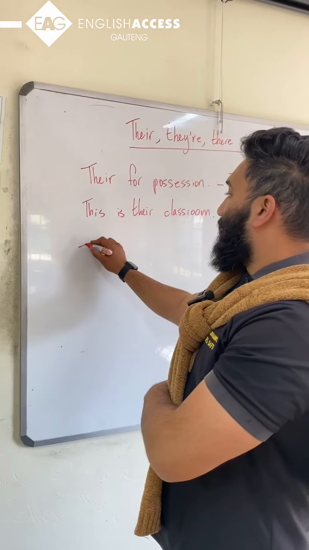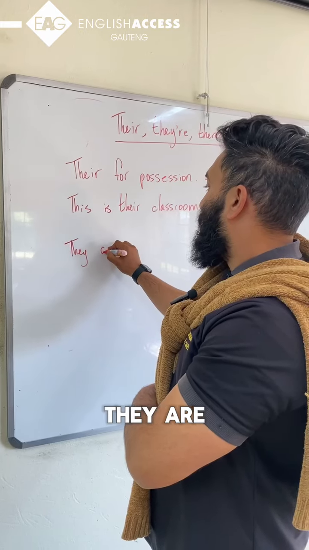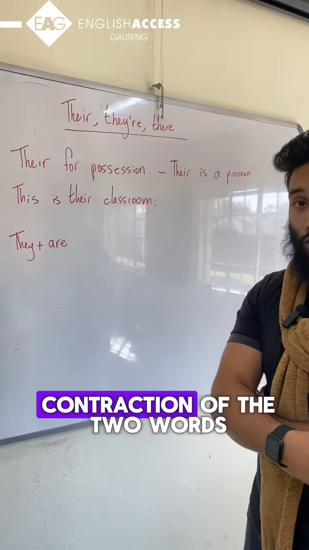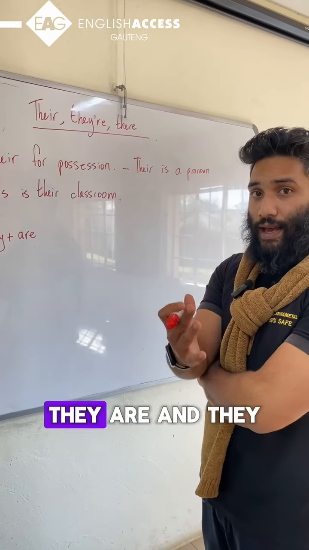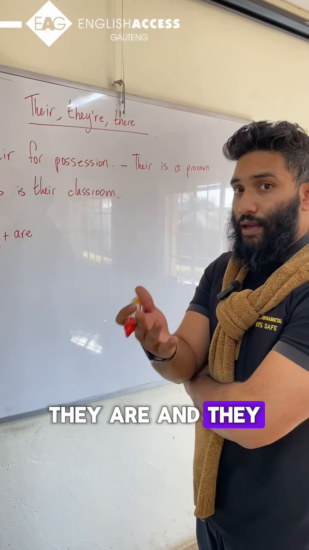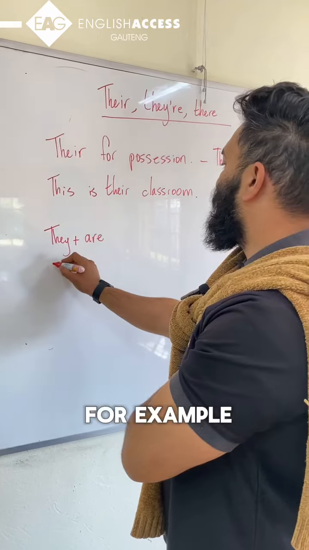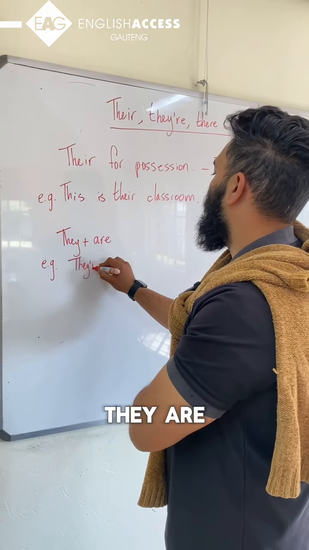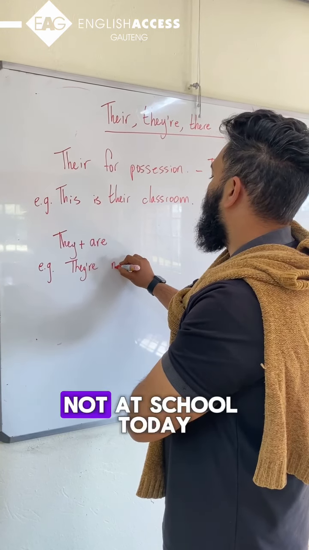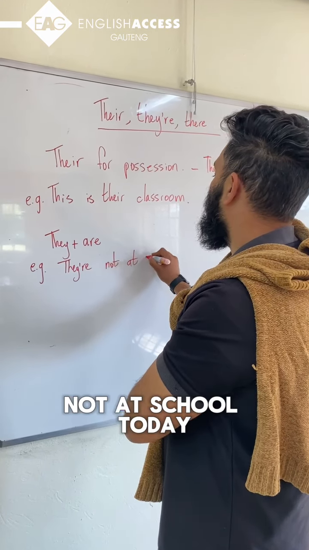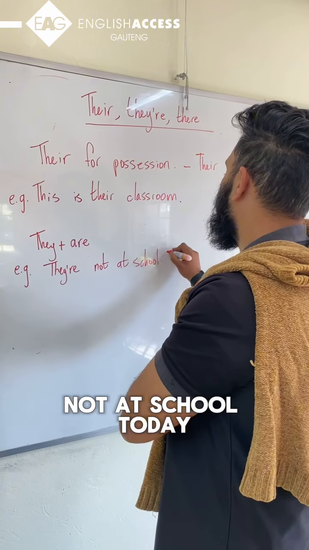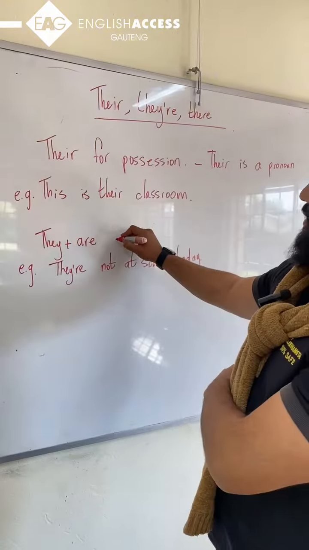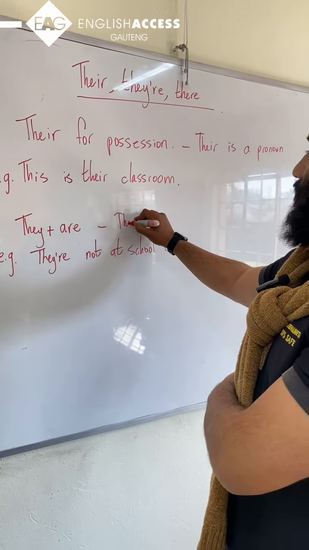Number two, they're. This is just a contraction of the two words they are, and they is also a pronoun. So, for example, they are not at school today. They is a pronoun.